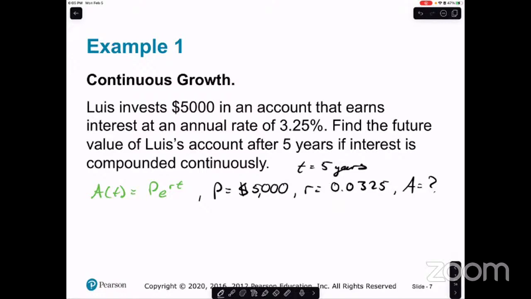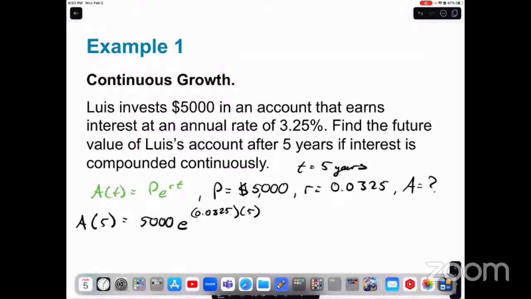All right, so since we're doing continuous compound interest, we use this PERT formula. We want to find the future amount after 5 years. So the principal is 5,000 times e to the power of 0.0325 times 5, right? I think I'm just going to use my calculator for that.